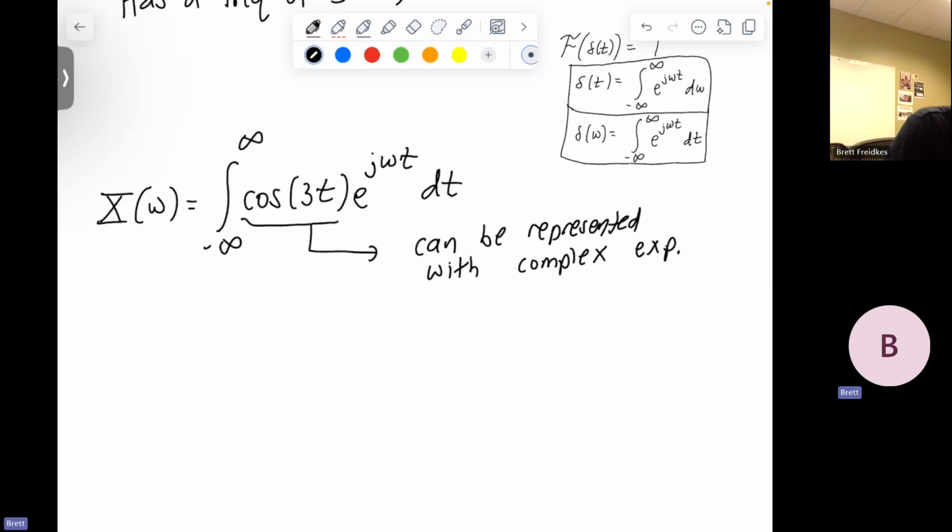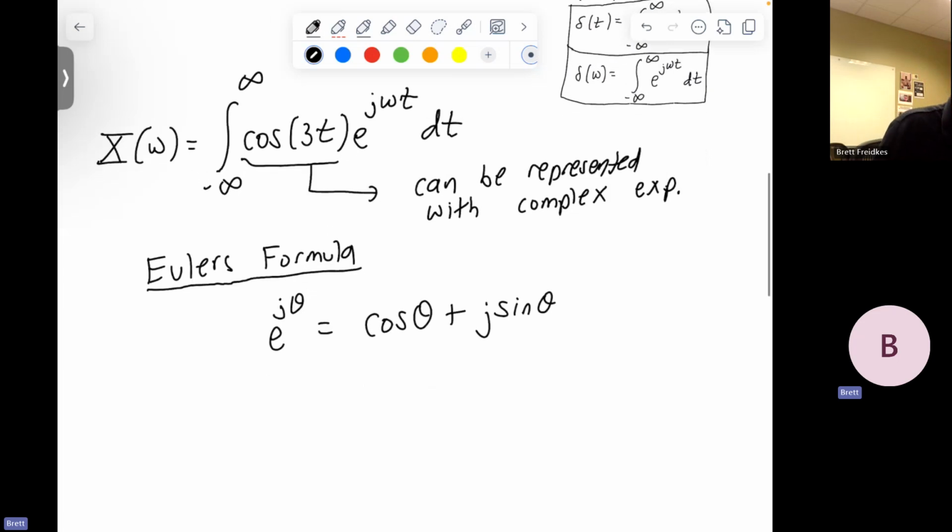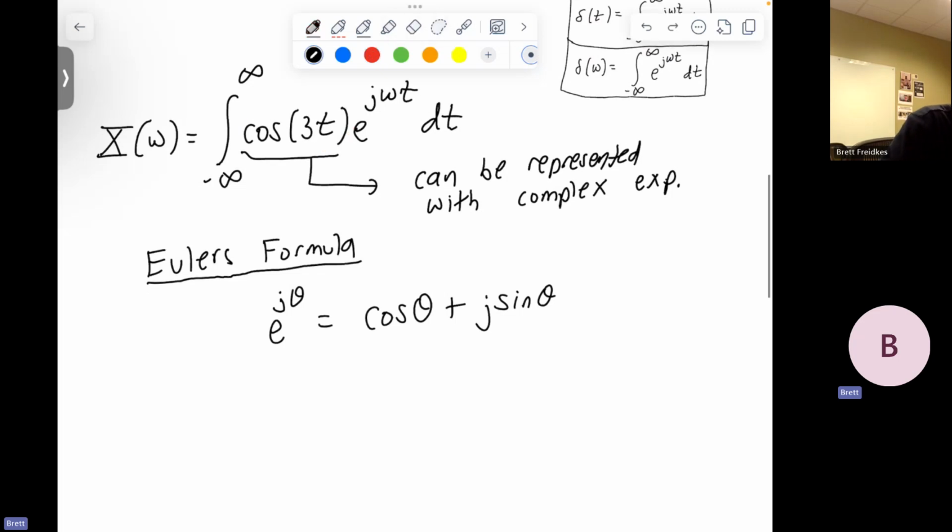But let's just remind ourselves about Euler's formula, or Euler's identity. This says that if I take an exponential and exponentiate it to j theta, this is the same as cosine of theta plus j sine theta. So if we wanted to have something like cosine of 3t, we would plug in for theta 3t.